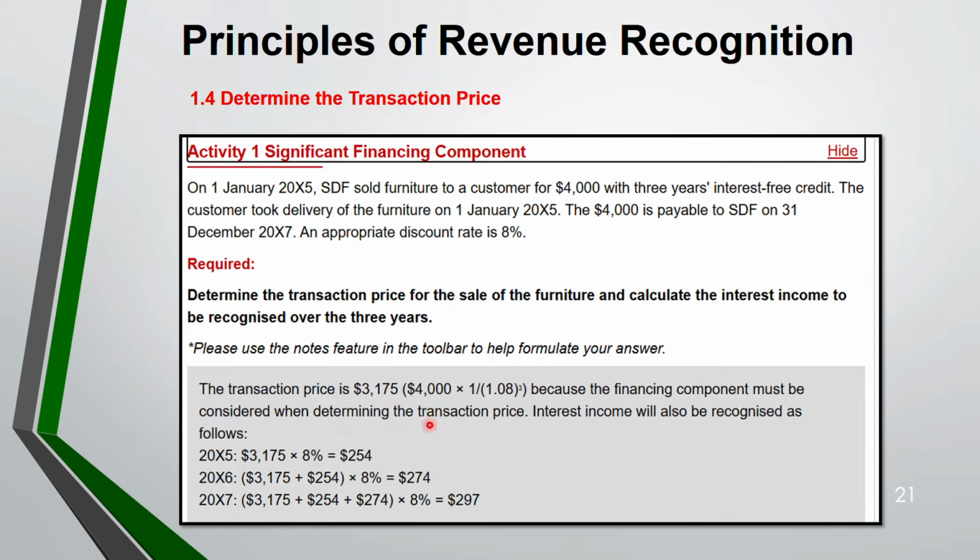So interest income will be like this. This is called unwinding the interest. 8% on this 3,175. So for 2005, just 8% on 3,175, 254. Next year, you will keep on adding the interest and then take 8%. You understand? It's like a compound interest. So 2006, with this transaction price, you will add the previous year's interest, that is 254, and then take 8%. And third year, that is 2007, you will add to the transaction price 3,175, 2005's interest, that is 254, then 2006 interest, that is 274, and then take 8%. Hence 297.